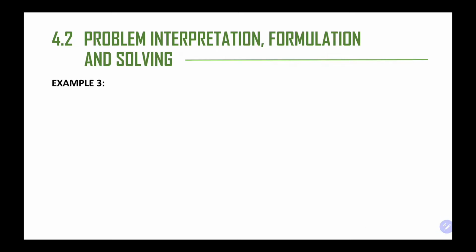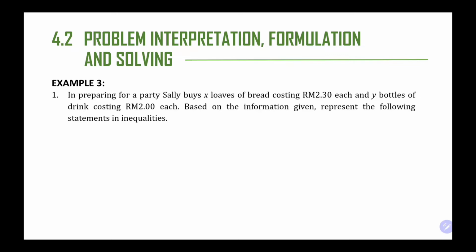We look at example 3, number 1. In preparing for a party, Sally buys x loaf of bread costing RM2.30 each and y bottles of drink costing RM2 each. Based on the information given, we present the following statements in inequalities. We let x equals loaf of bread and y equals bottles of drink.